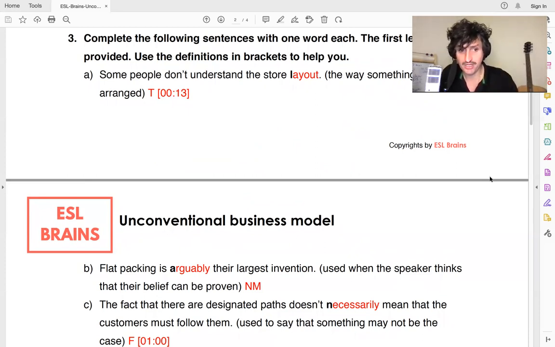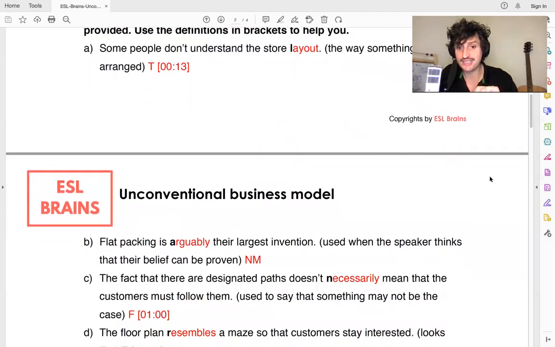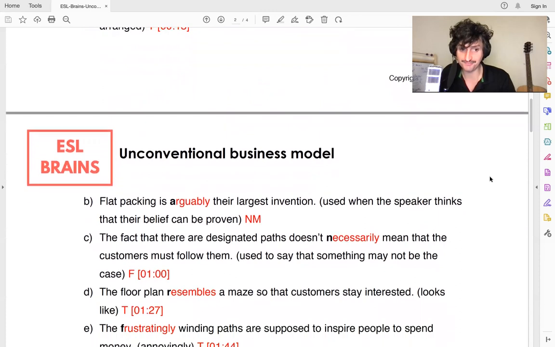Okay, so this company invented flat packing. Very interesting. The fact that there are designated paths doesn't necessarily mean that the customers must follow them. Necessarily is used to say that something may not be the case. Here in the store, there are designated paths, which means they tell you, go through here, walk this way, walk this way. This is how the store layout is designed. But just because there are designated paths doesn't mean you have to follow these paths.